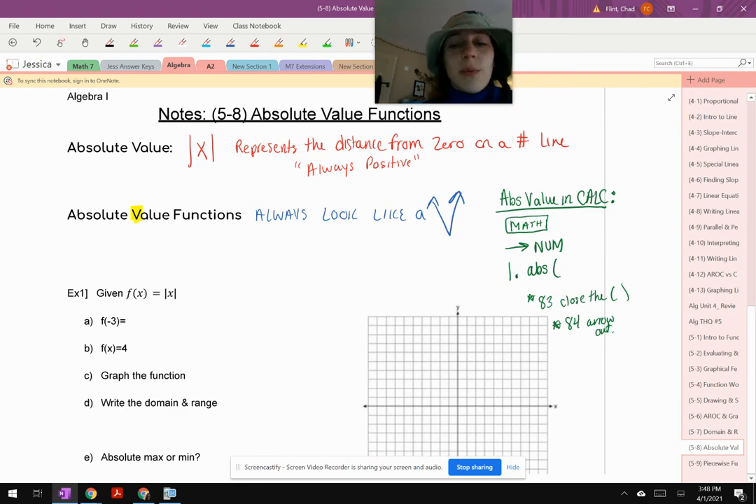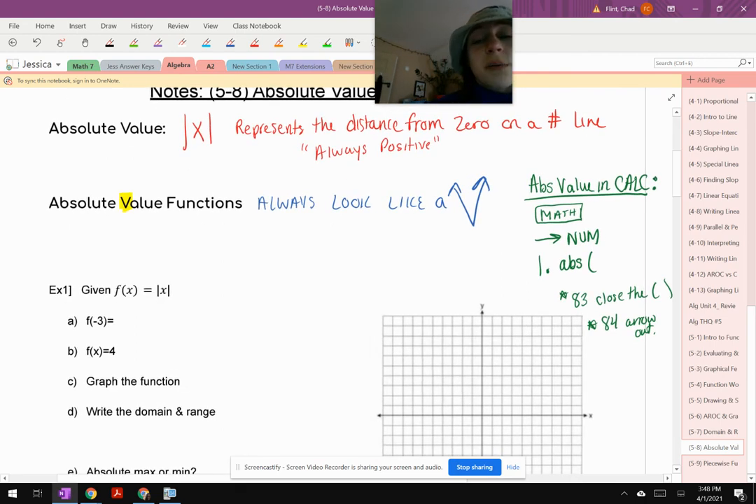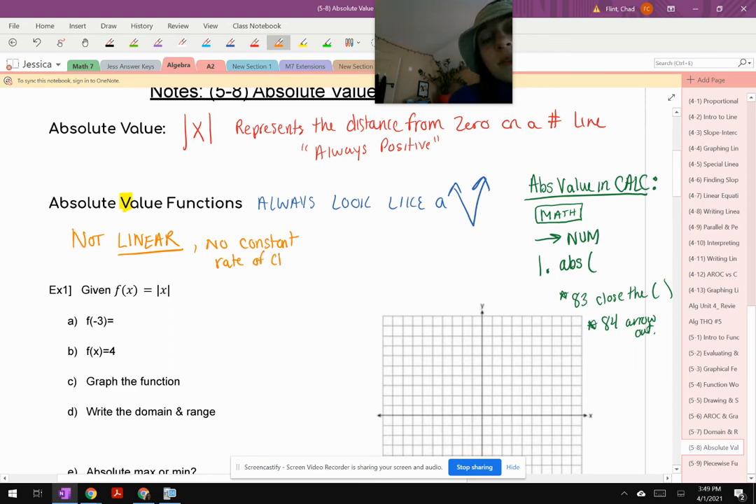The only thing that I want to point out here is that, because these are made up of straight lines themselves, the absolute value function is not a straight line because it's not continuous. It stops and then it goes in a different direction. So these are not linear functions. I'm just going to say not linear. So there is no constant rate of change. Just something to keep in mind because that's important.